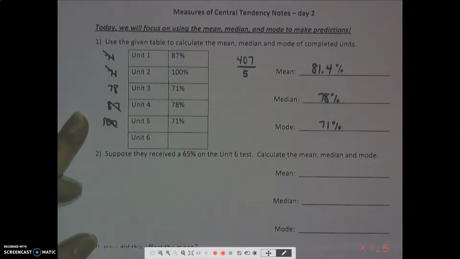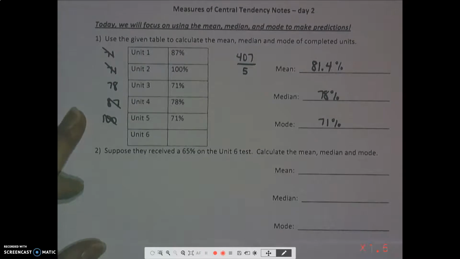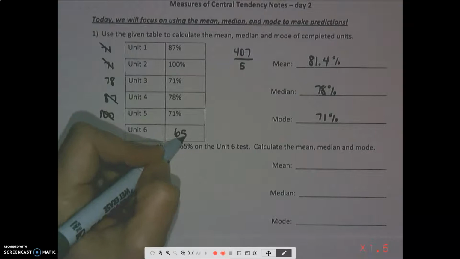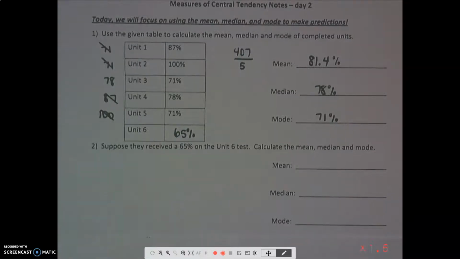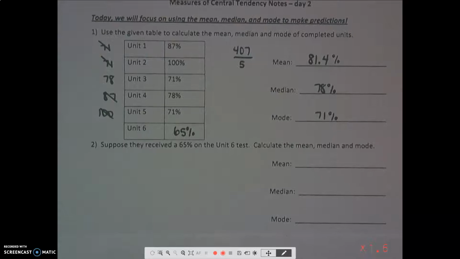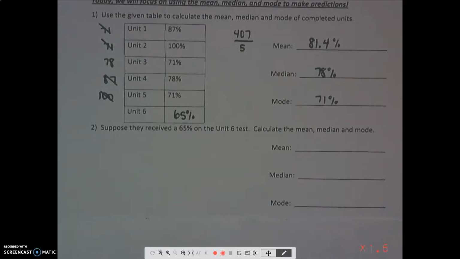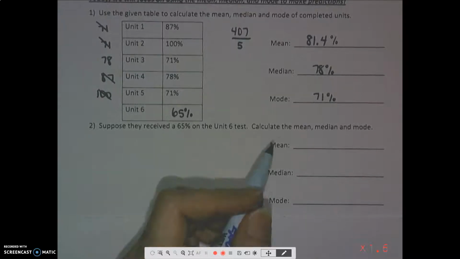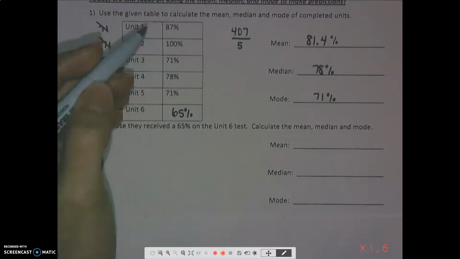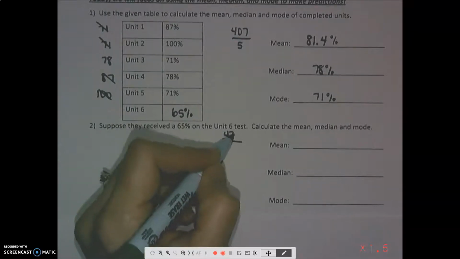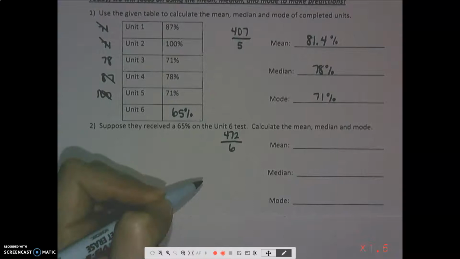So what happens though if we receive a 65%? So we take that 6th test and we get a 65% on that. We want to now recalculate the mean, the median, and the mode based on this 6th test being done. So again, for the mean, we're going to add all 6 of these together. So now when we add them together, we get 472, and we're going to divide that by 6.